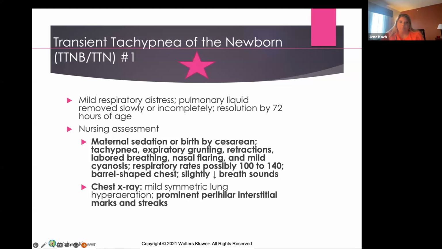So for your nursing assessment of the newborn, you may see tachypnea, expiratory grunting, some retractions, labored breathing, nasal flaring, and some mild cyanosis. Typically, the respiratory rates are going to be greater than 100, probably close to 120 or 130, with a barrel-shaped chest, and their breath sounds will be slightly decreased. On X-ray, the classic sign is prominent perihilar interstitial markings and streaks, okay?